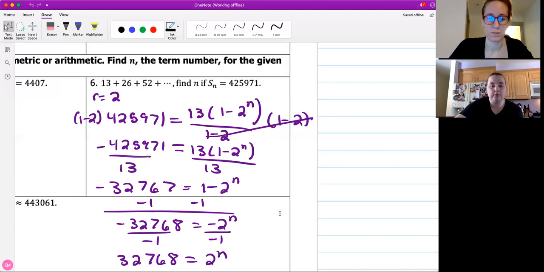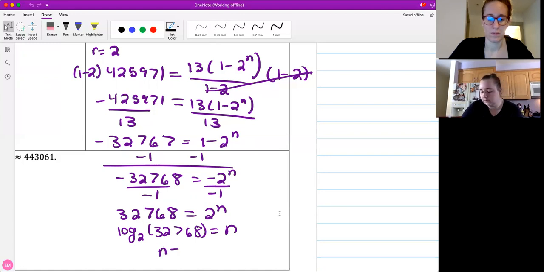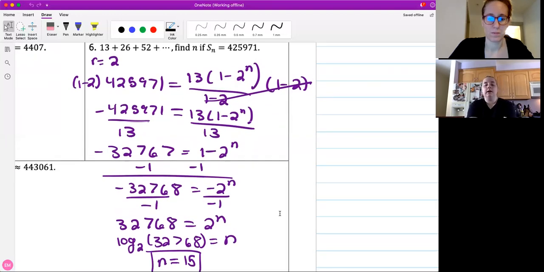And then remember, for this one, we need our exponential and log properties. So this is going to end up being log base 2 of 32768, and that is equal to n. When you plug that into your calculator, you should get n is equal to 15. So what this means is that the really big number that it gave us at the beginning, 425,971, is the partial sum of the first 15 terms of that sequence. So that's what you were finding there.